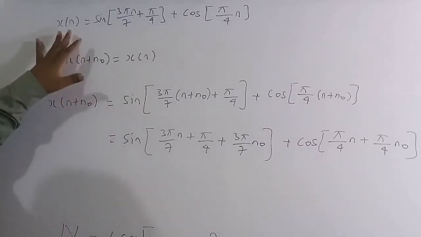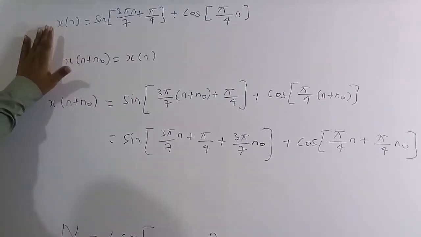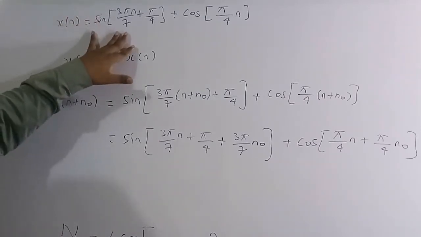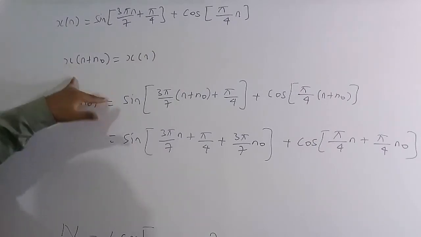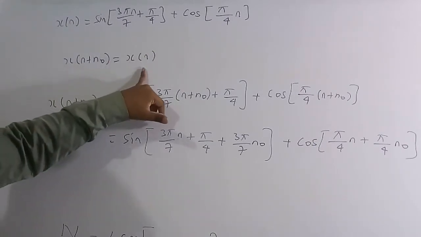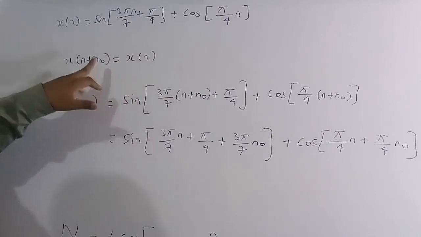We can also solve this question in another method. I am going to explain another method. For this function we need to find whether the signal is periodic or not. The basic condition for periodicity is x of n plus n naught equals x of n. Then we say that the signal has a period of n naught.